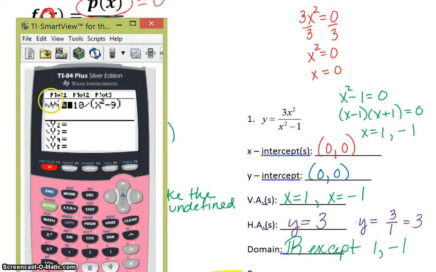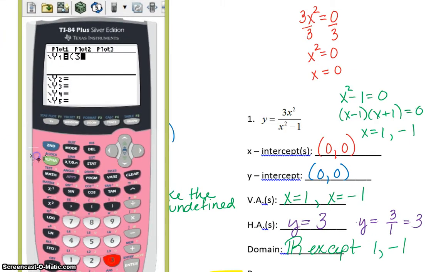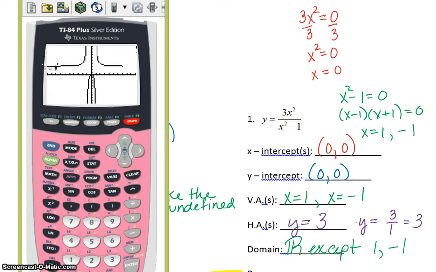So we're going to go to y equals, and we're going to clear whatever's there, and we're going to type the top in parentheses. So in the top in parentheses, we're going to type in 3x squared, and then we're going to end parentheses, divided by, and we're going to put the bottom in parentheses, x squared minus 1. And we're going to graph. You may have to zoom standard. And there we go. So a couple things that we know here. We know that this point right here is 0, 0. And we know that this horizontal asymptote is at y equals 3.